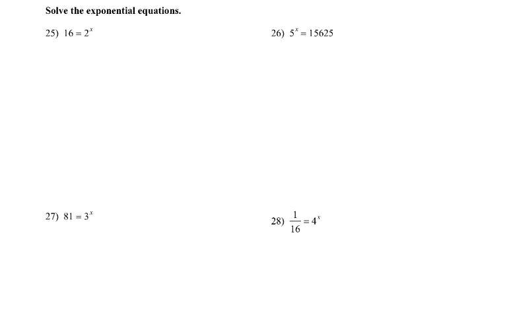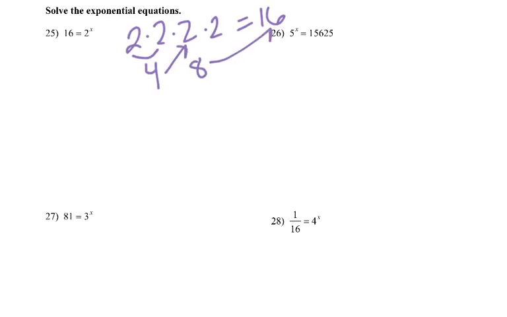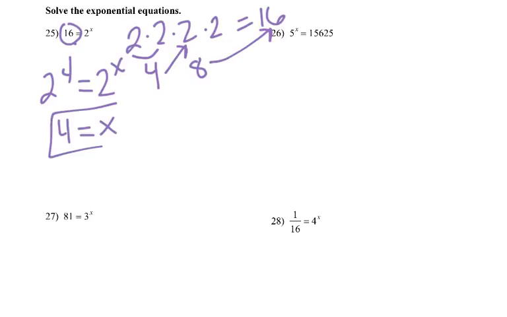Alright, now we're going to take a look at our exponential equations. Now remember, the idea here with the exponential equations is that we need to figure out 2 to what power is going to be 16. Okay? So the easiest way to attack this is just to go 2 times 2 times 2 until we get to 16. So 2 times 2 is 4, times 2 again it's 8, times 2 again, that gets us to 16. So 16 is the same as 2 to the 4th. So if 2 to the 4th equals 2 to the x, 4 has to equal x.